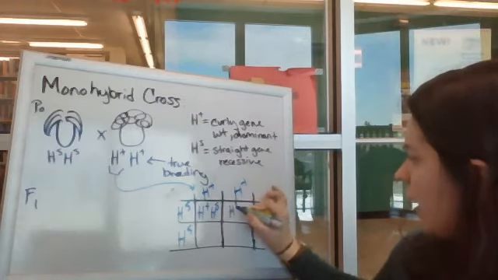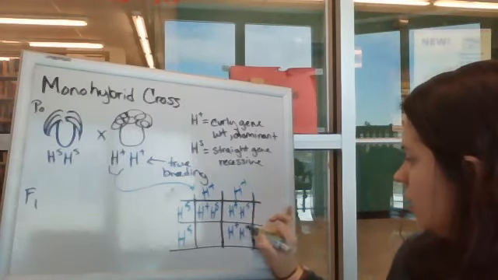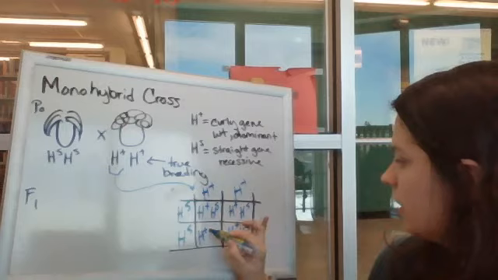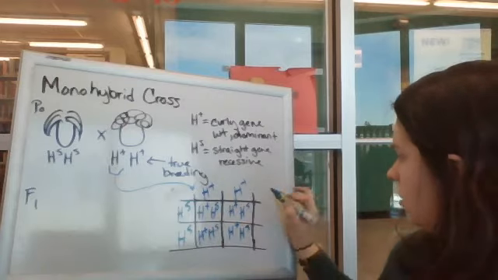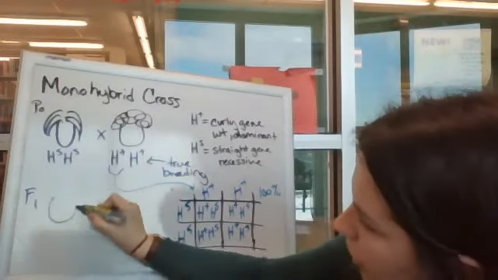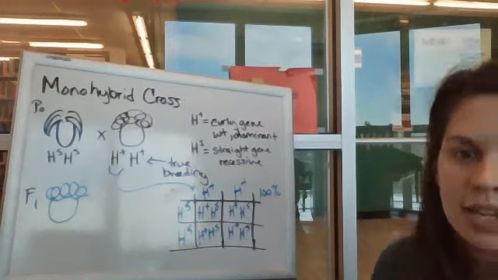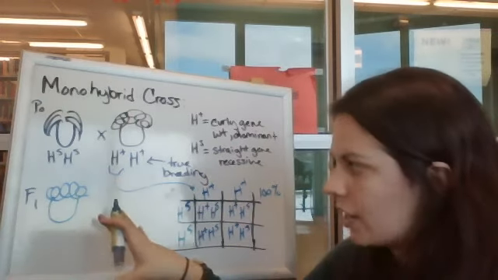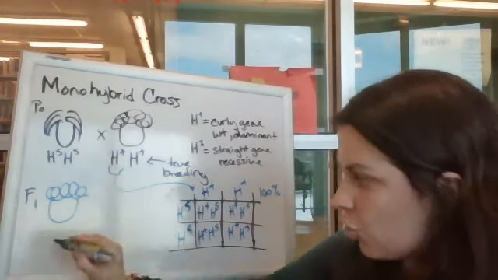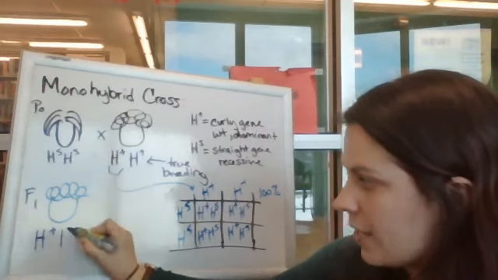So I can fill this all out, but it's not necessary because we know what it'll end up being: H plus HS. So 100% of the filial 1 generation is going to have curly hair because it is the dominant trait, and it will have a heterozygous genotype, H plus HS.